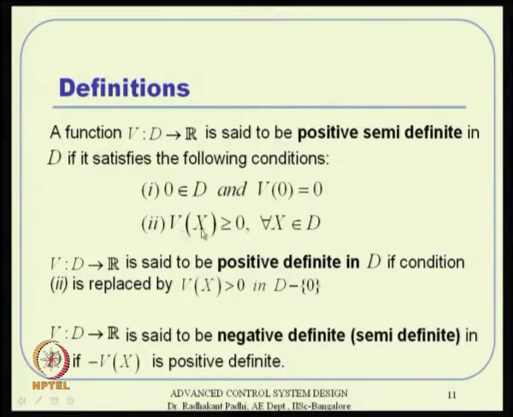This is the definition. We have to select some particular V of x, a scalar function of course, which satisfies that this domain D contains the origin, the equilibrium point, as well as this condition. Then it is positive semi-definite, and hence positive definite if it becomes strictly greater than. If you replace that by less than or equal to and strictly less than, then it becomes negative definite.